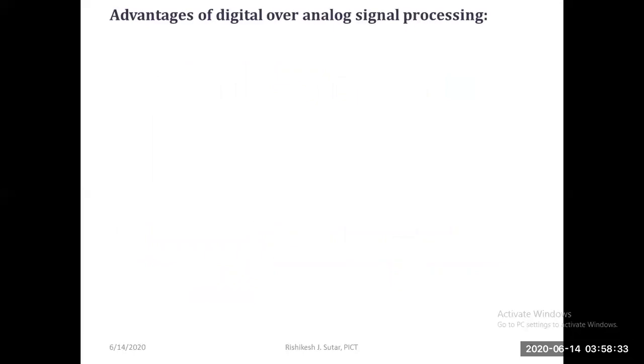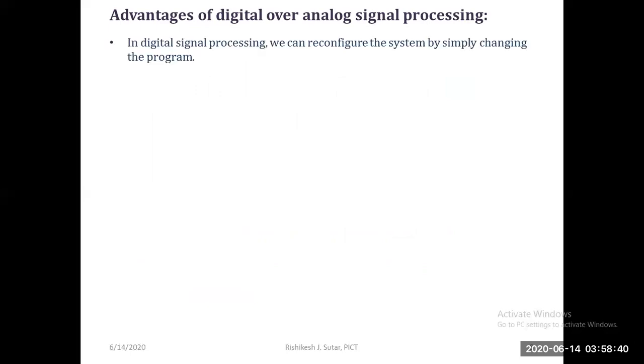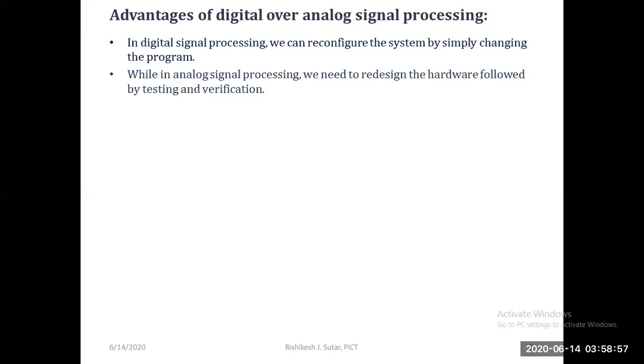Next, we'll go for the advantages of digital over analog signal processing. In digital signal processing, we can reconfigure the system by simply changing the program. If I want to reconfigure my digital signal processing, I will just change the program and I can reconfigure my system. Well, in analog signal processing, I need to redesign my hardware, I need to retest my hardware, and then I have to verify my hardware.